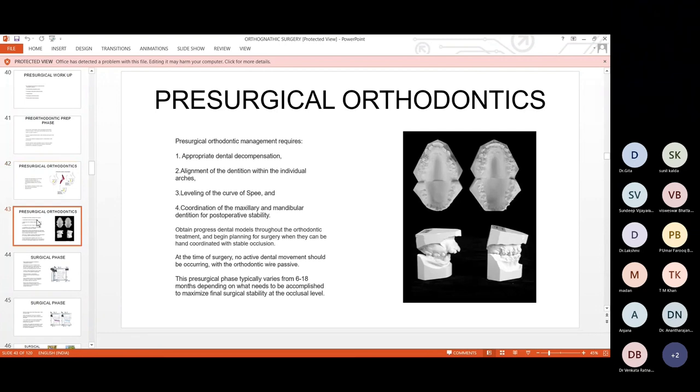So the next one is the pre-surgical orthodontics: appropriate dental decompensation, alignment of the dentition within the individual arches, leveling of the curve of Spee, and then coordination of the maxillary and mandibular dentition for post-operative stability. It usually takes about 6 to 18 months, depending on what needs to be accomplished, to maximize the final surgical stability of the occlusion.